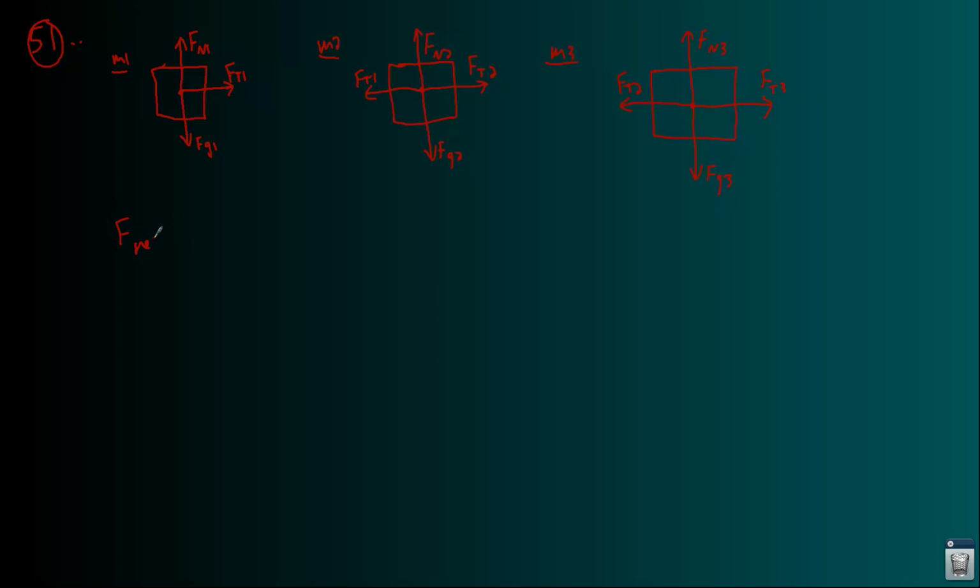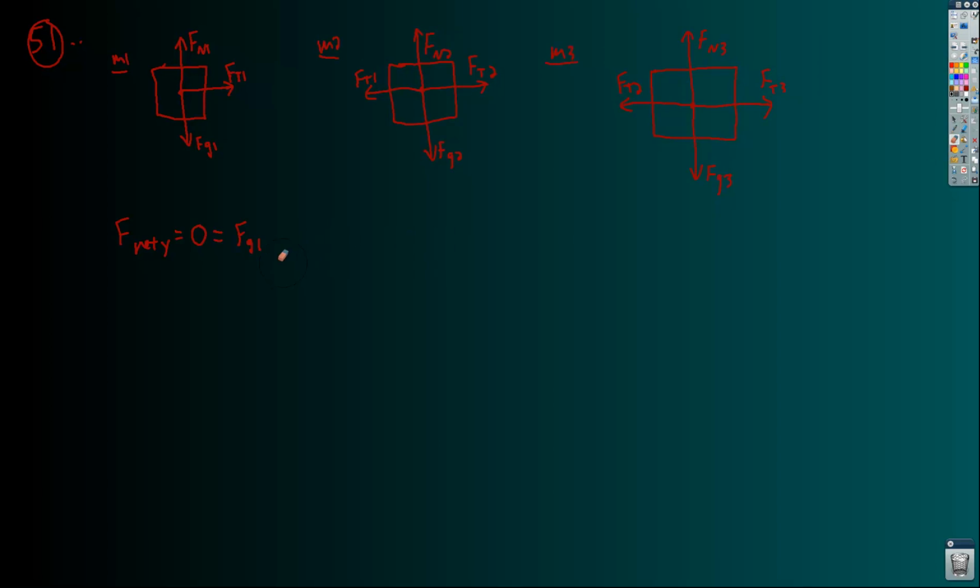F net y. Well, let's think about it. It's on a table. It's not moving up or down. So the F net in the y direction is 0. But we still want to list the forces. FG1.